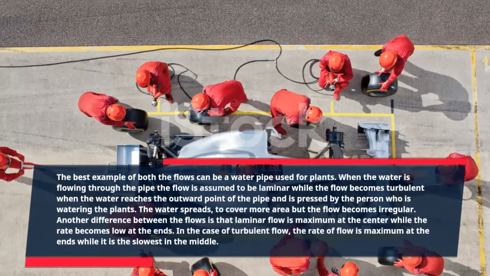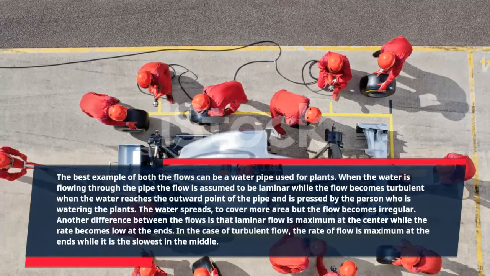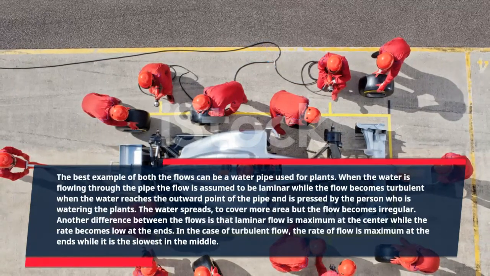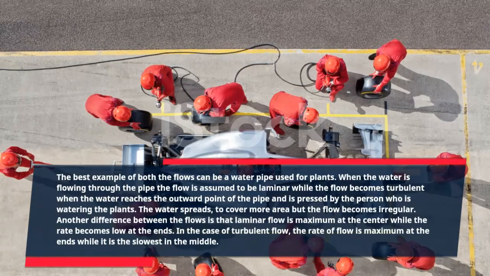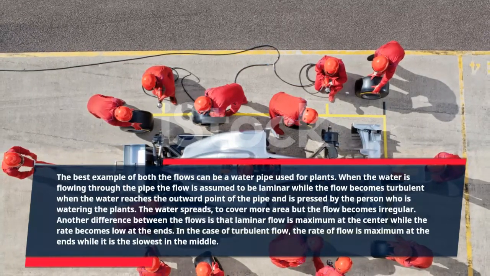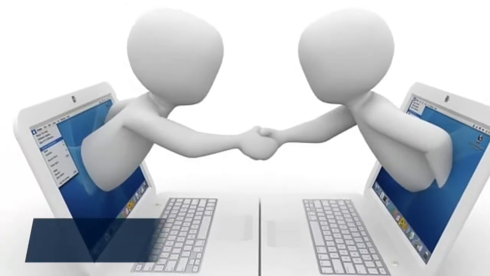Another difference between the flows is that laminar flow is maximum at the center while the rate becomes low at the ends. In the case of turbulent flow, the rate of flow is maximum at the ends while it is the slowest in the middle.